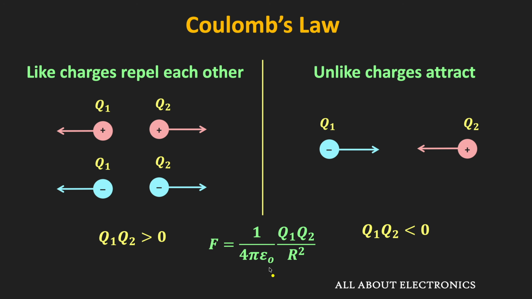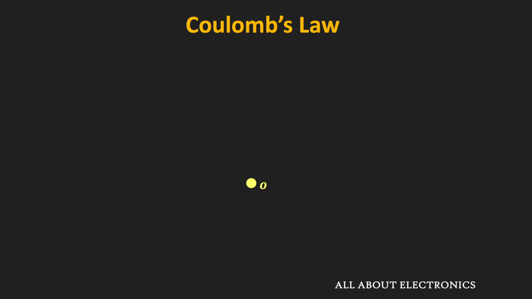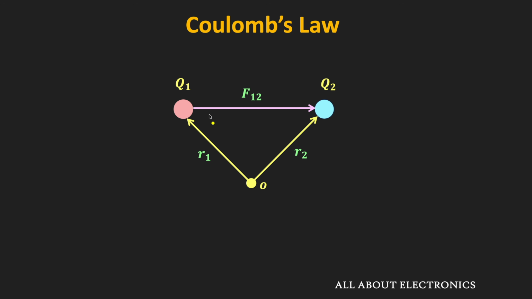Now, this electrostatic force or Coulomb's force is a vector quantity. That means along with the magnitude, it will also have direction. Let us see mathematically how it can be represented. From the origin, if Q1 is located at the distance R1 and Q2 is located at the distance R2, then the force acting on charge Q2 due to charge Q1 can be given as F12. This force acts along the line that is joining the charges Q1 and Q2.